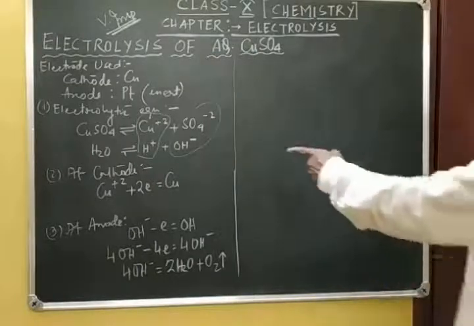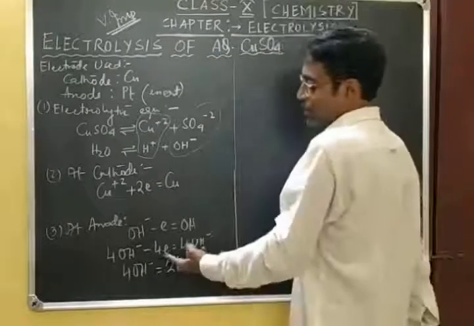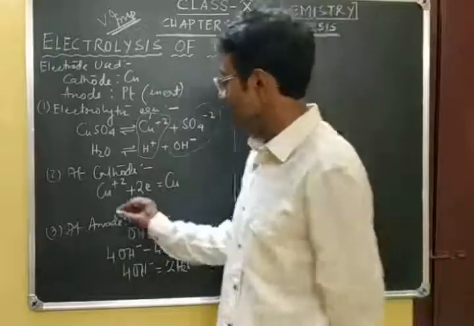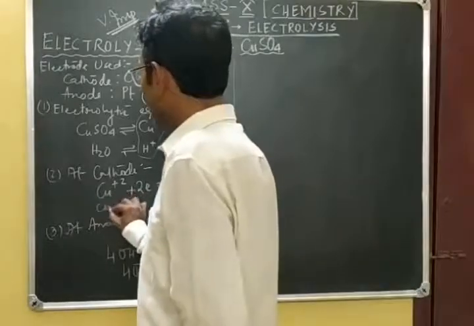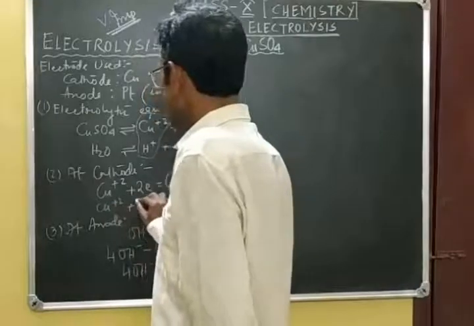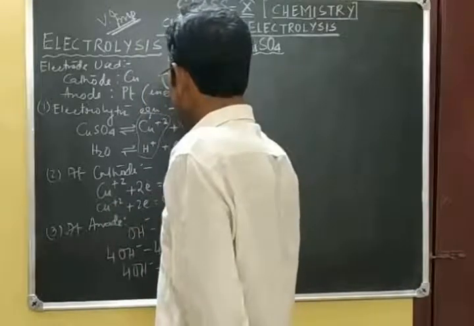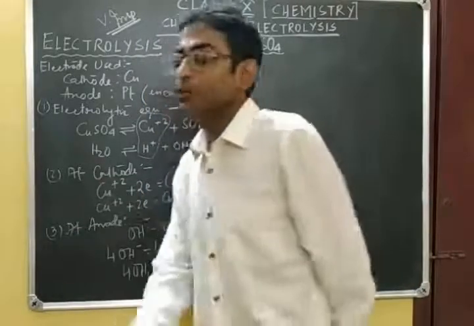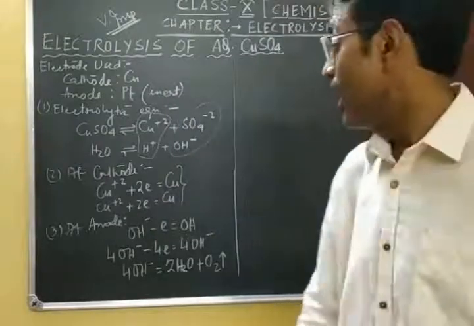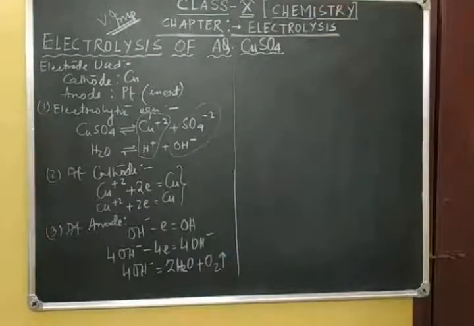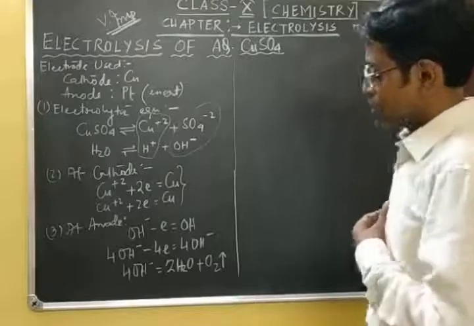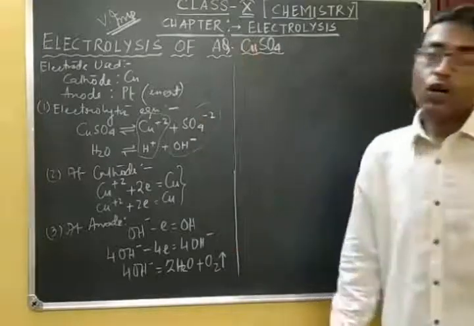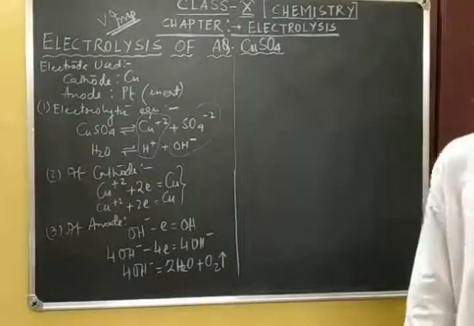So what to do at the cathode? How many electrons? 4. So simply we will be adding another copper here, plus 2e equals Cu. So we will be obtaining 2 copper atoms at the cathode. This is a simple way of finding out the electrolytic reaction.